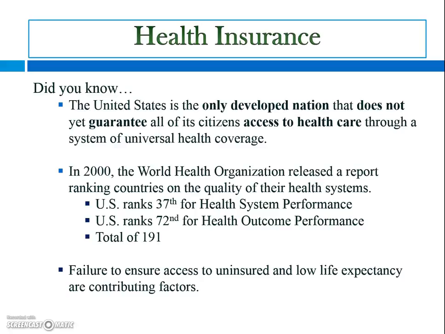In 2000, the World Health Organization released a report, and unfortunately the U.S. did not rank towards the top in two specific areas of focus. The first was we ranked 37th for health systems performance and 72nd in health outcomes performance, and that was out of 191 total. So failures to ensure access to the uninsured, and low life expectancy, are both contributors to these factors.